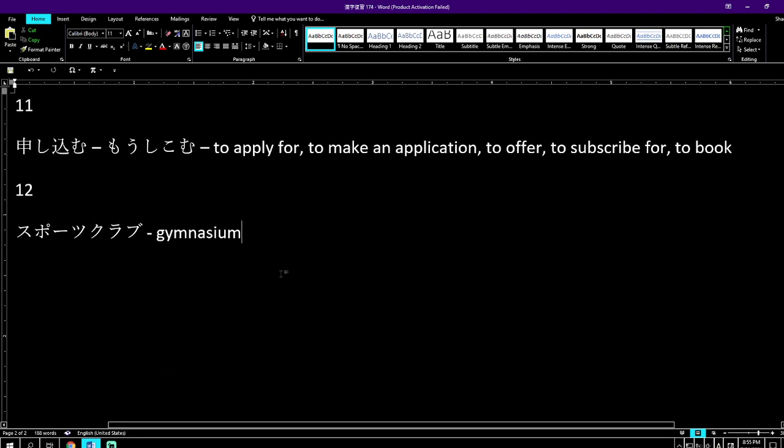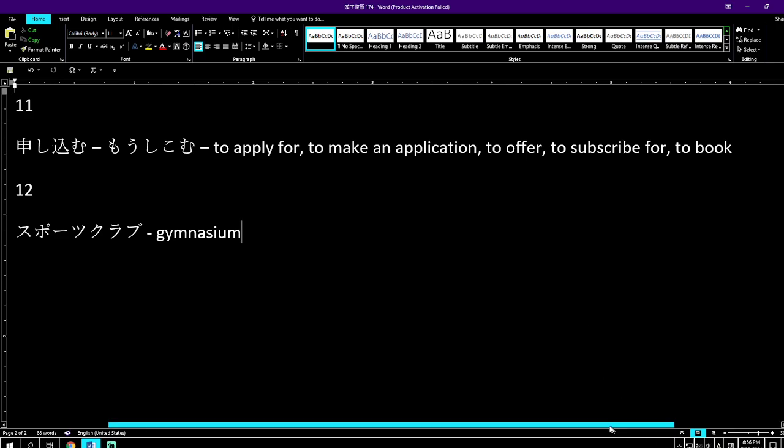And our last word for today is Sports Club. Sports Club is a gymnasium. I guess they call their large places sports clubs. I think of the YMCA as kind of a sports club, so I guess a gymnasium or a sports club. Sports Club is a gymnasium. All right, that's it for today.